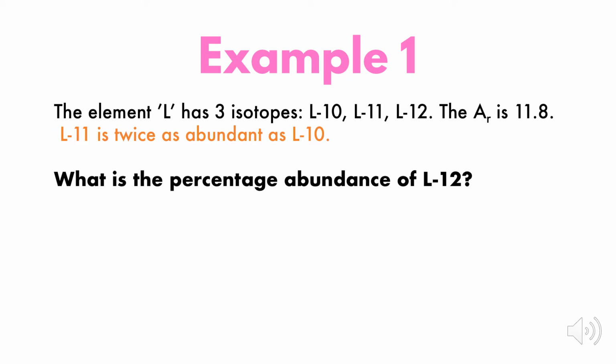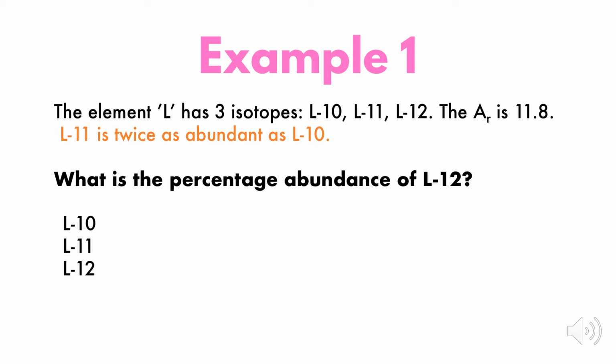This is different than what we've seen before then. We don't know the actual abundances of any of these isotopes, but what we do know is that whatever the abundances are, L11 will be twice that of L10. Now the question is asking us to calculate the percentage abundance of L12. The way that we're going to go about this is exactly the same way as we've gone about every other question. We'll start by working out how to represent the abundances.